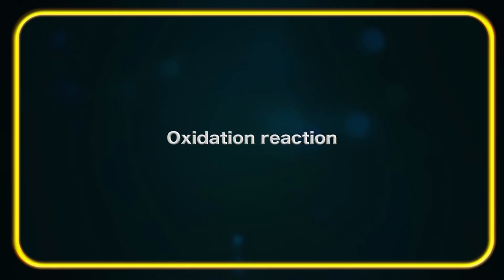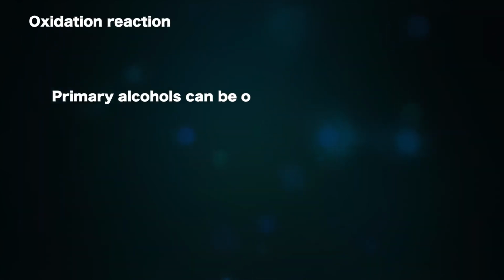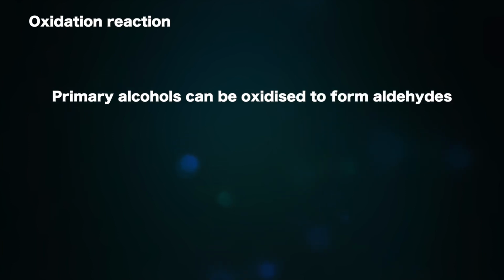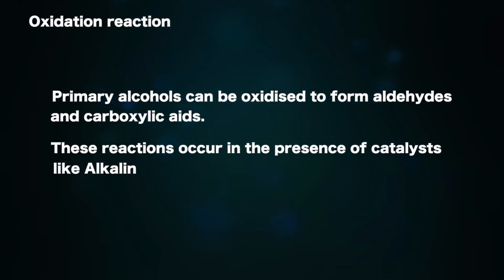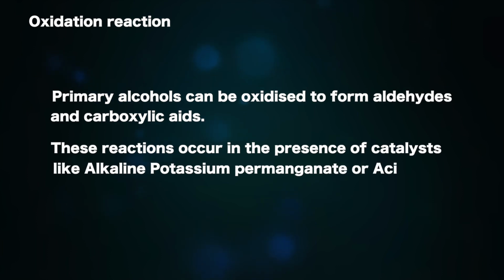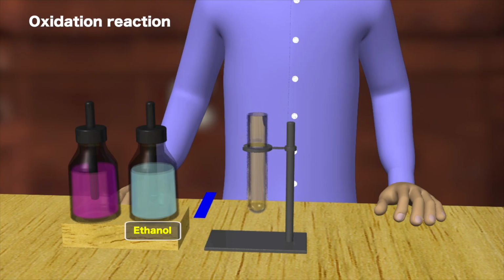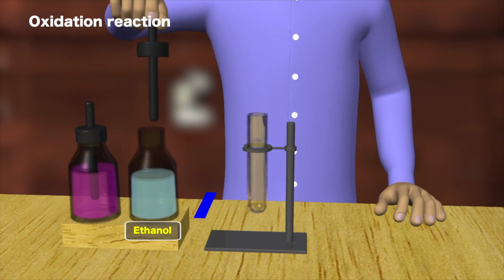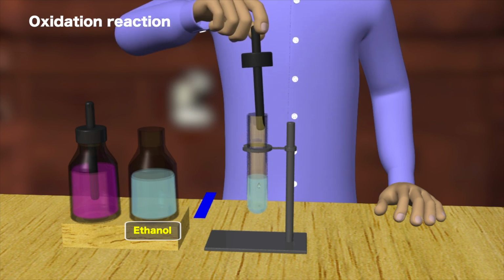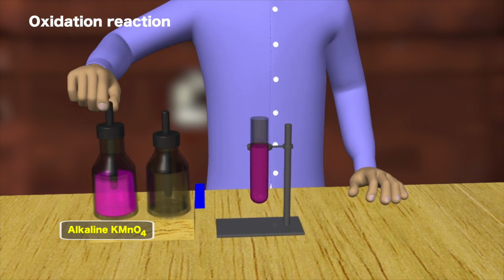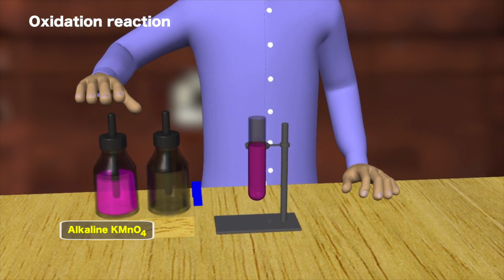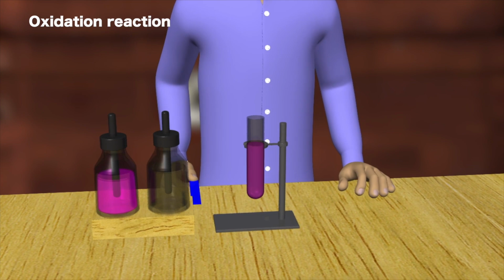Oxidation reactions. Primary alcohols can be oxidized to form aldehydes and carboxylic acids. These reactions occur in the presence of catalysts like alkaline potassium permanganate or acidified potassium dichromate. Take 5 ml of ethanol by dropper and drop it into the test tube. Add 5 ml of alkaline KMnO4 into the test tube. It will turn into purple color. After a few minutes, the solution becomes colorless.